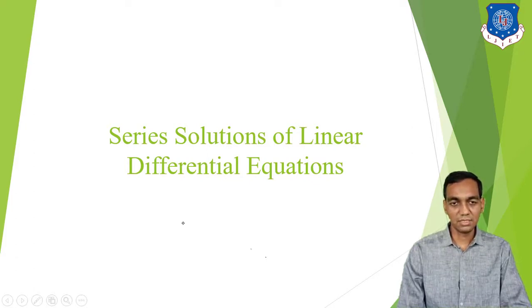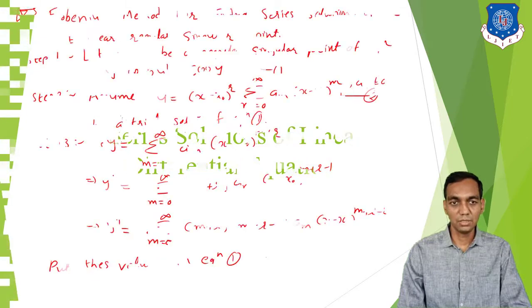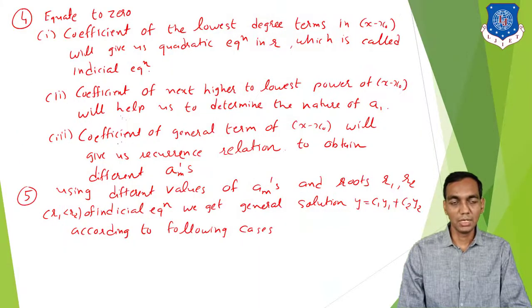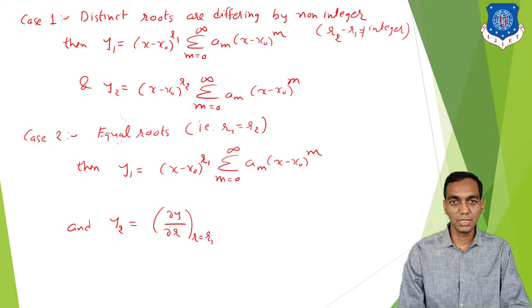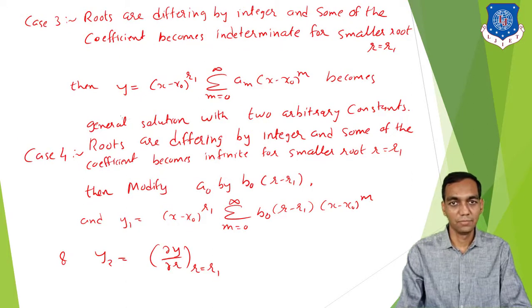Up to last session, we have seen the Frobenius method, and in the Frobenius method, we have discussed case 1 and case 2 and how to find the solution for case 1 and case 2. That means whenever the roots differ by a non-integer and whenever the two roots are the same. In today's session, we are going to discuss case 3.